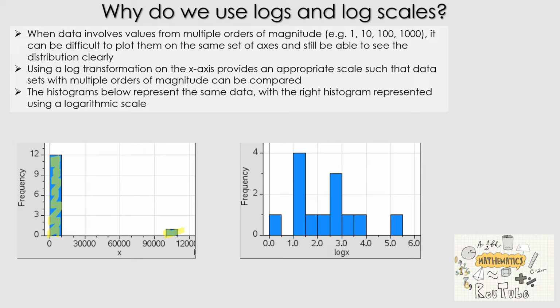Then we look at the right histogram. Once again, the same piece of data. We've now got a log scale, and we can see that it's a log scale because on the x-axis it has log of x. Now we can clearly get a much better representation of the data, and we can answer follow-up questions based on specific values between specific numbers and so on.